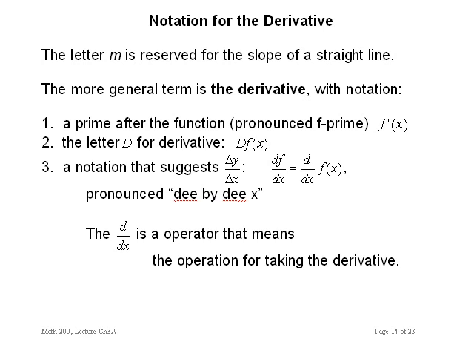The letter M is reserved for the slope of a straight line. We'll still speak about the slope along a curve, but M is for the slope of a straight line. The more general term is the derivative, and it has quite a few different notations. The first one I'll mention is taking the function f and putting a prime after it. F prime of x. That means f prime of x is the derivative of f of x. Remember that when we've gone through this process, we end up with an equation.